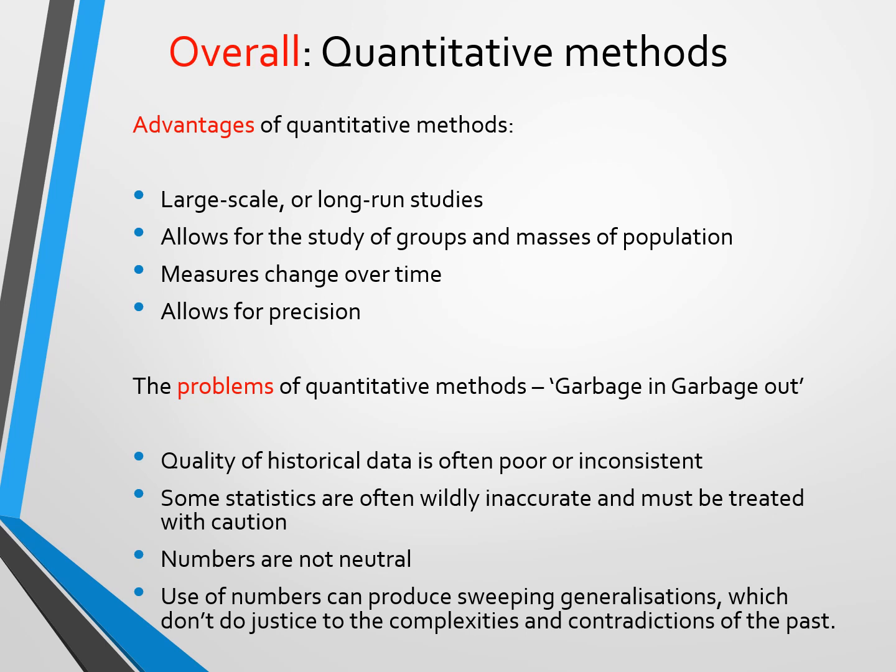Now, the use of numbers can produce sweeping generalizations which don't necessarily do justice to the complexities and contradictions of the past. And this is the Hobsbawmian argument here, that if we only focus on big groups and movements, then we're really not accurately reflecting the past. The alternative point of view might be, well, if a movement is really obscure and only involves a tiny percentage of the population, should we really waste our time looking at it in the first place? And that's a bigger question.